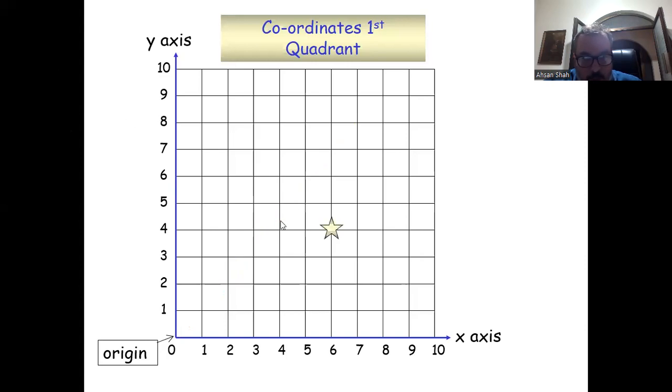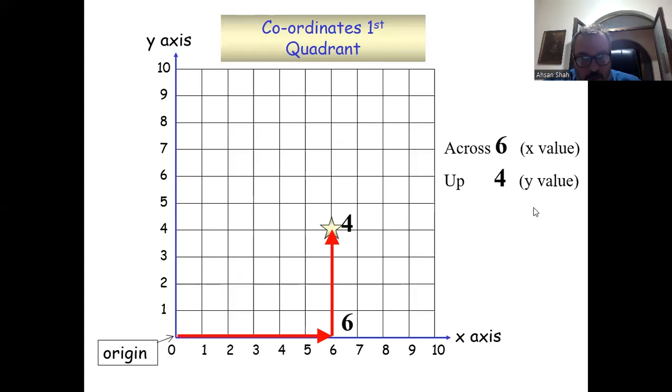Now, how do we plot a point? This point, the star that you see, goes 6 units across and 4 units upwards. So when we plot a coordinate, it is written in the form x comma y. So this will be 6 comma 4.